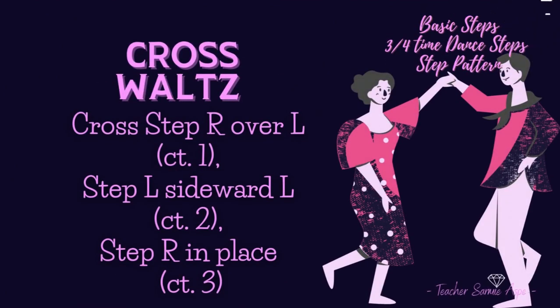Cross waltz using the step pattern: cross step right over left, count 1. Step left sideward to left, count 2. Step right in place, count 3.